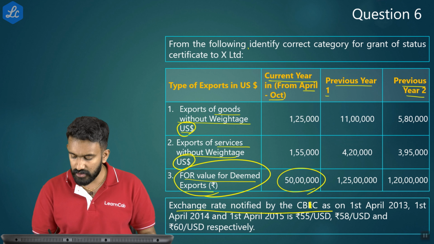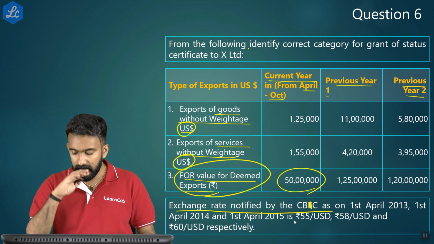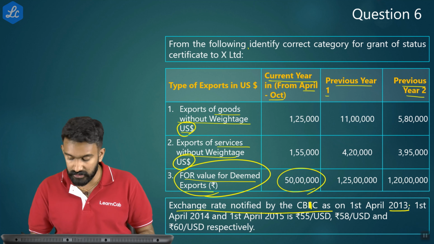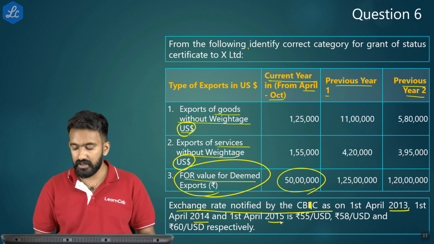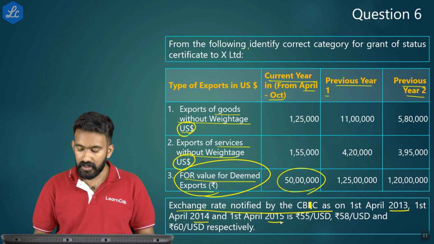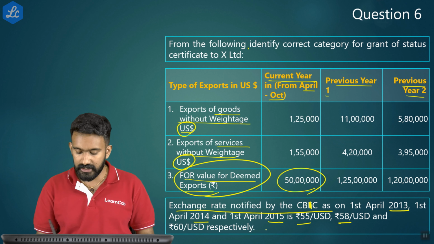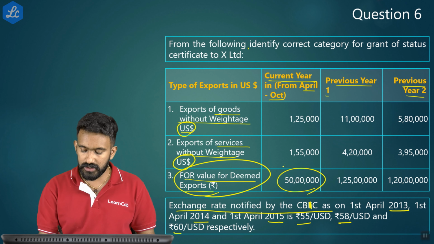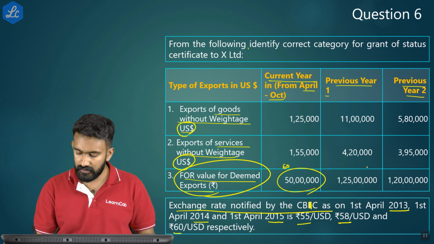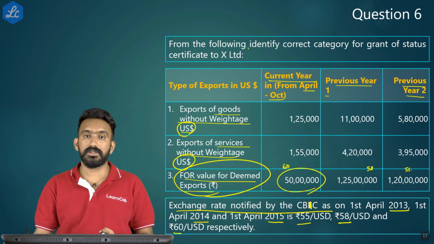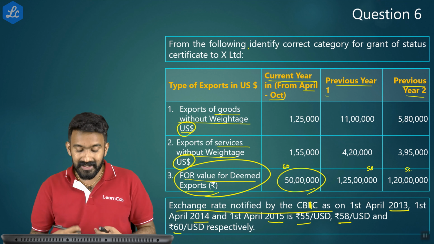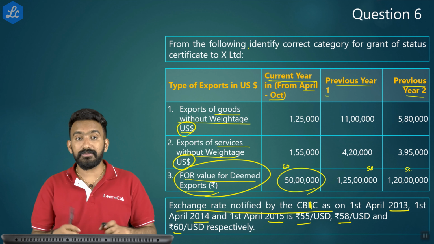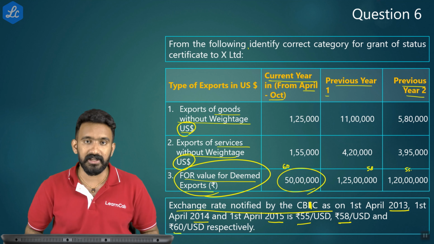The question also says CBIC rates as on 1st April 2013, 1st April 2014, and 2015 are 55, 58 and 60. So this is 60, 58 and 55. Now we will get what the dollar value is. Now what is it that we have to do here? We have to make an understanding on multiple criteria.